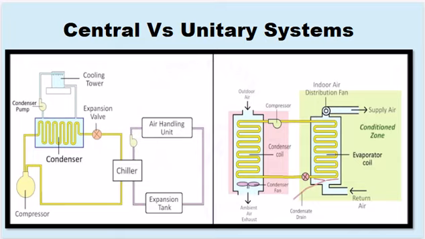On the other hand, unitary HVAC systems are smaller, self-contained units. They're compact, cost-effective, and ideal for smaller buildings or spaces with simpler climate control needs. Each unit handles its own heating or cooling for its specific area, giving localized control. However, they require more frequent maintenance since there are multiple units to maintain. Both have their pros and cons depending on the size of the building and specific needs.